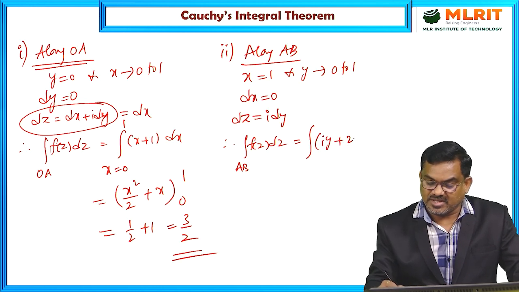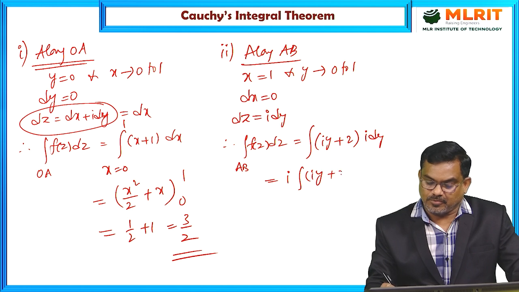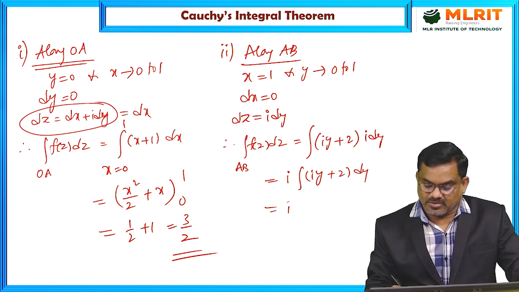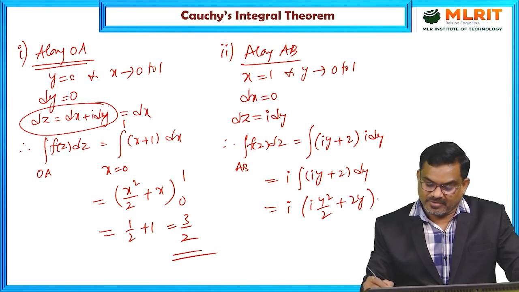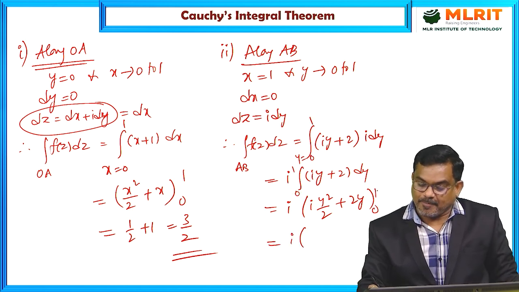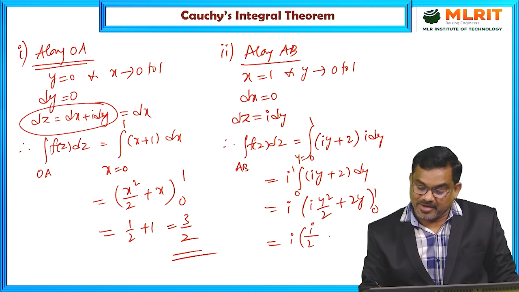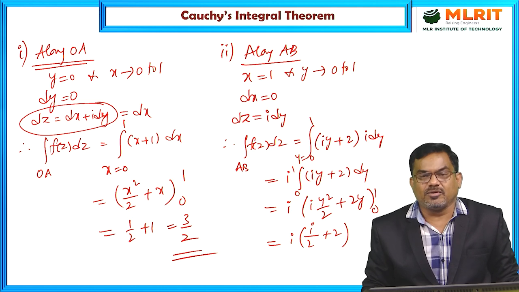iy plus 2 dz is i dy. And here i comes out. So iy plus 2 dy. So that is equal to the integral of iy is i into y square by 2, and integral of constant 2 is 2 into y, from 0 to 1. Therefore, by applying the limits, here upper limit is 1, which gives i by 2 plus 2. Lower limit is 0, so simply the answer is 0 for lower limit.